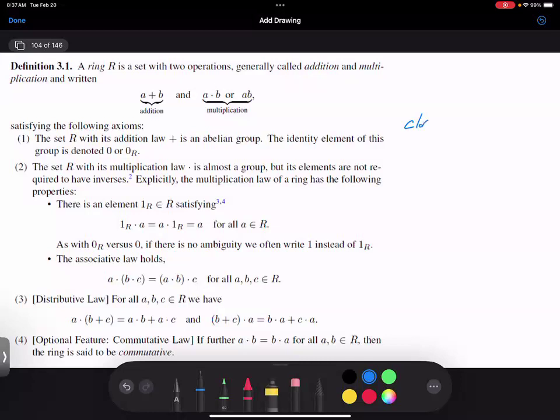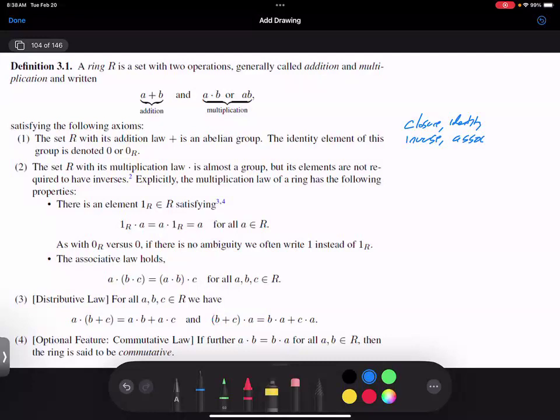Closure, what else? Identity, inverse, and associativity. And now, a lot of times it's clear what's going on, but it's not bad to be extremely specific with your notation in the beginning.